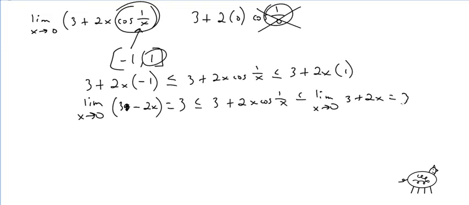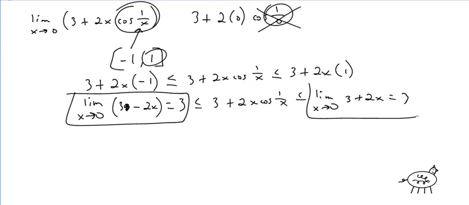So now I can say that this limit is equal to 3, and this limit is equal to 3. And so the limit as x approaches 0 of the middle function has got to be between those. It's the sandwich theorem. If they're both 3 on either side, this also has to equal 3.